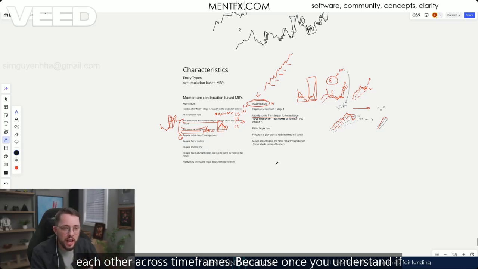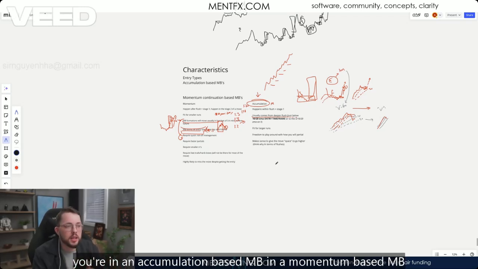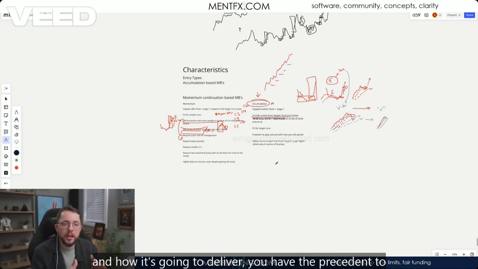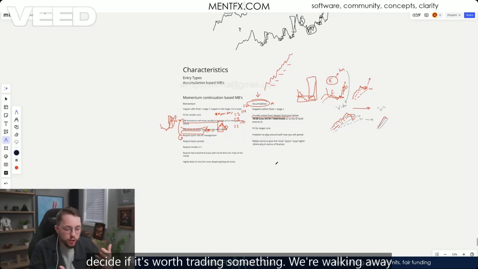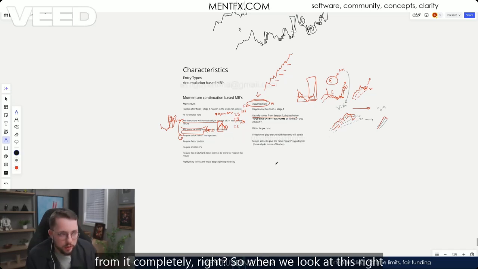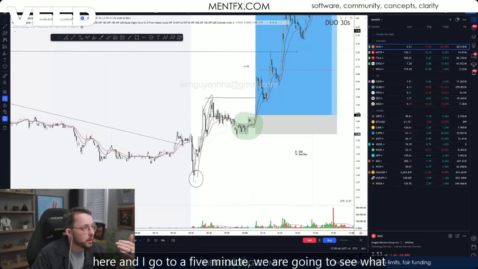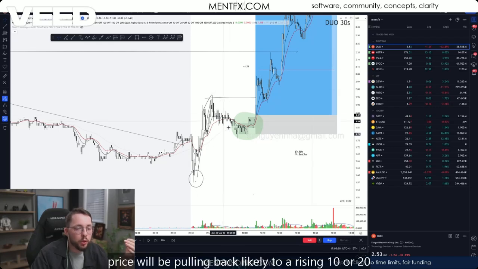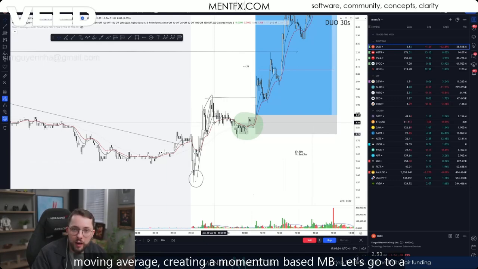Because once you understand if you're in an accumulation-based MB or a momentum-based MB, and how it's going to deliver, you have the precedent to decide if it's worth trading something or walking away from it completely, right? So when we look at this right here, and I go to a 5-minute, we are going to see what? Price will be pulling back likely to a rising 10 or 20 moving average, creating a momentum-based MB.